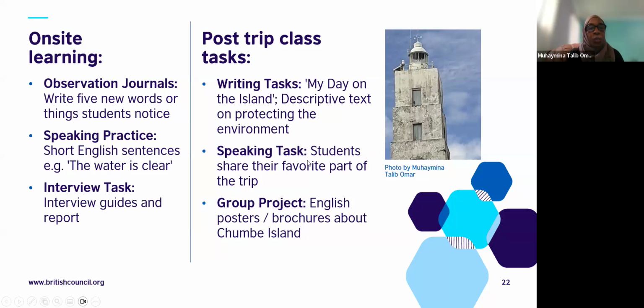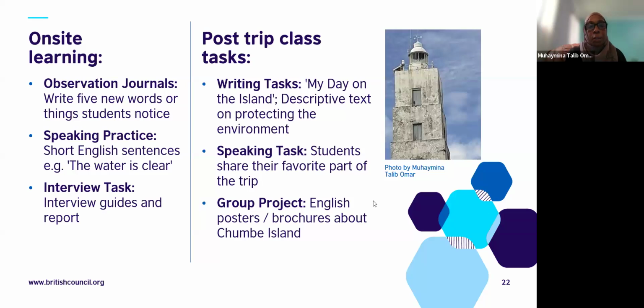And also I gave my students a task to interview guides and get the report back so as to make them get the speaking skills as well as get to learn more about the island.